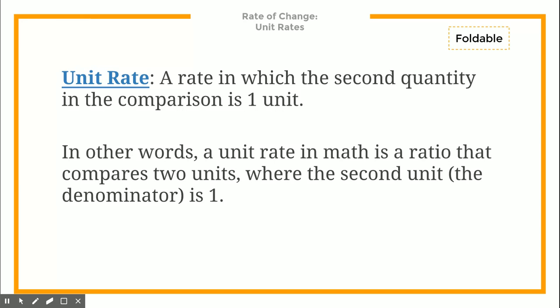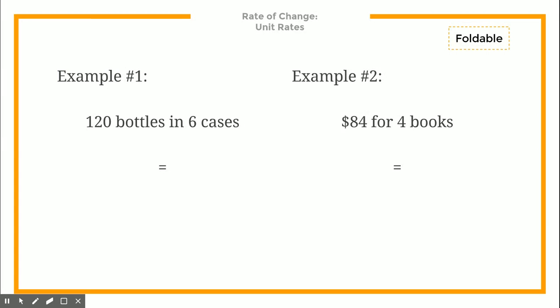So in other words, a unit rate in math is a ratio, and a ratio is a fraction that compares 2 units. And that second unit, which is the denominator, is always the number 1.